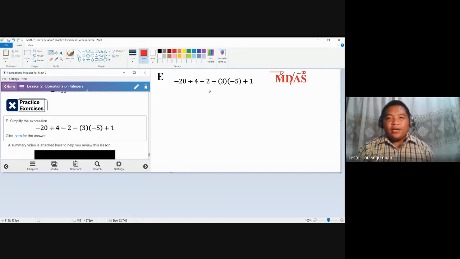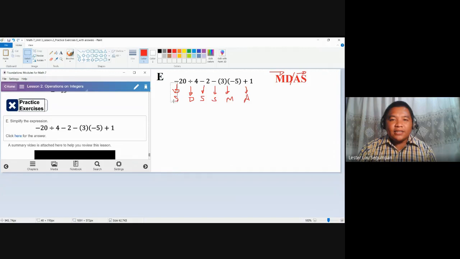Before solving, some of you can actually solve it immediately. But my suggestion, before solving, is to identify the operation separating the integers here. This operation is division. This operation is subtraction. This operation is subtraction. In the middle here, you have multiplication. And finally, you have the addition. Some of you might also consider this as subtraction, or some of you may just consider this as a sign of 20. It's still okay. No worries. As for me, let's just consider it as a sign of 20.